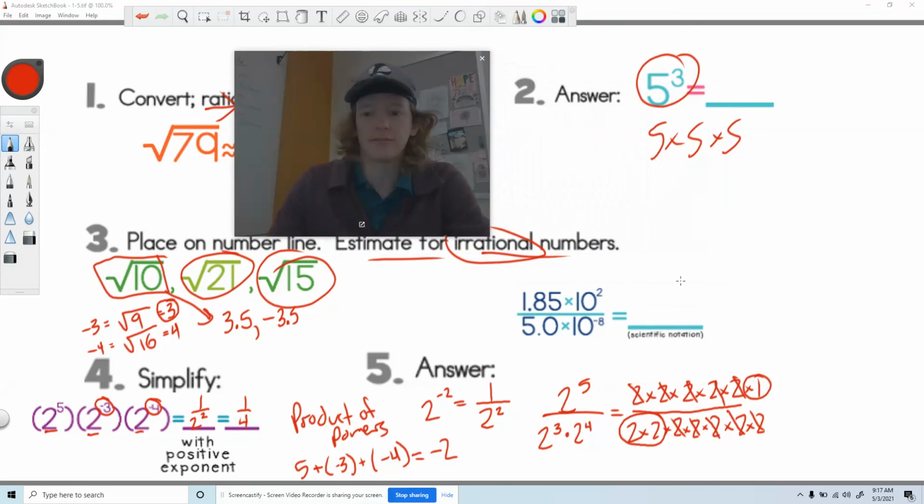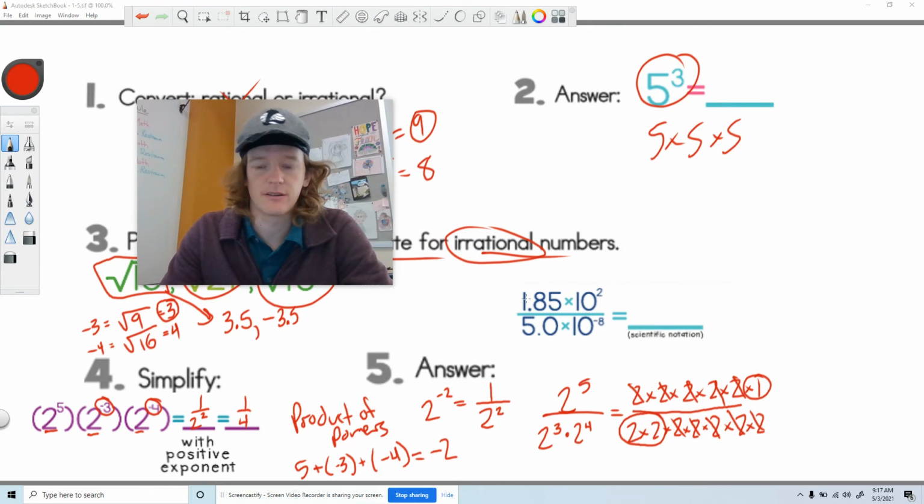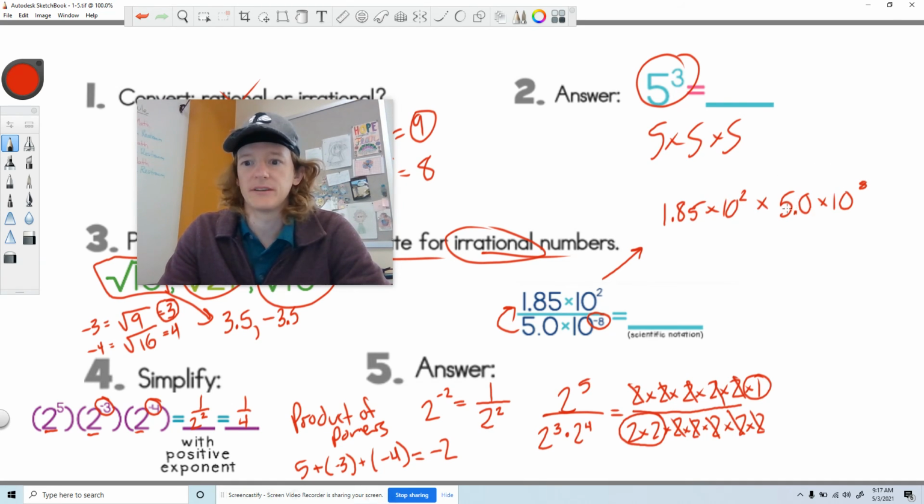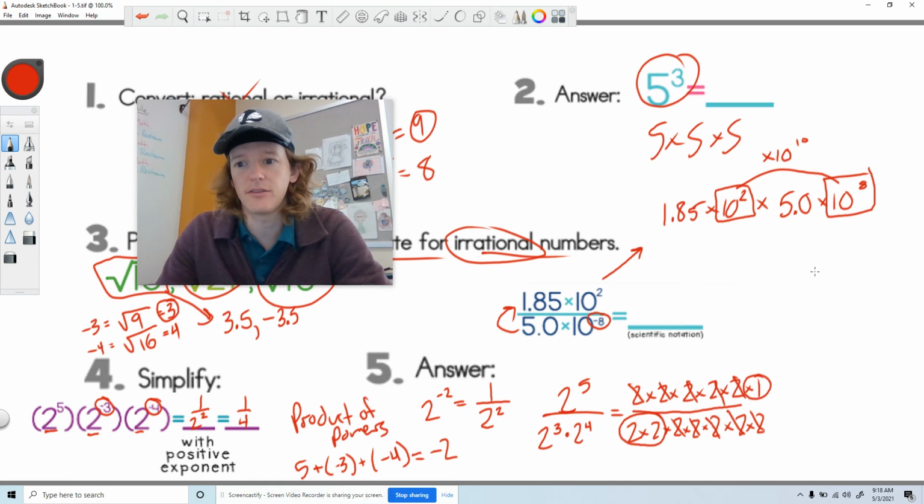For the last one, we need to solve this scientific notation problem. Again, we have a negative exponent, so we're going to go ahead and put that in the numerator. So we're going to end up with 1.85 times 10 to the second times 5.0 times 10 to the 8th. All right, so we've got 2 different positive exponents of 10. This is times 10 times 10. This is times 10 eight times. So if we combine these, we have times 10 to the 10th power.